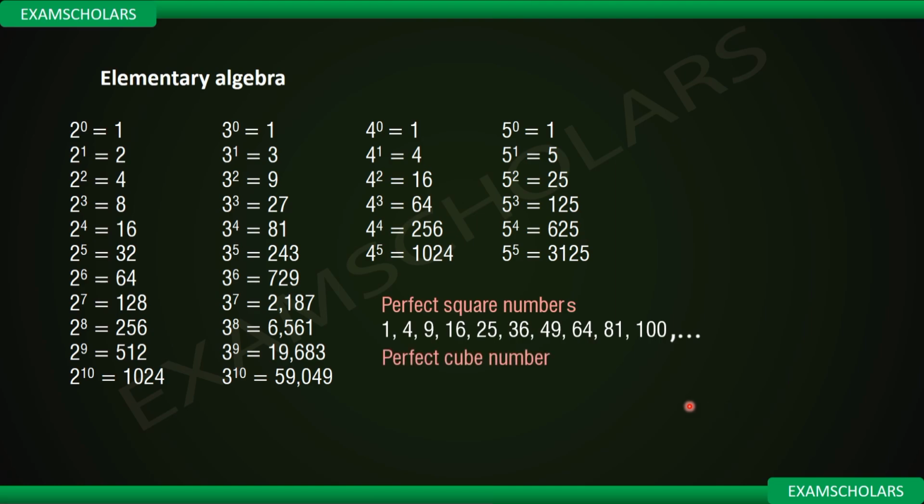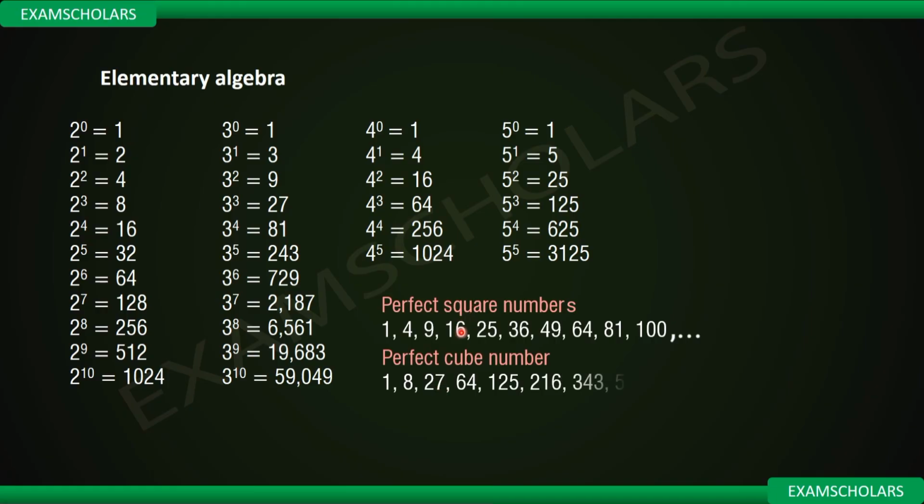Now let's look at perfect cube numbers. Perfect cube numbers are all these numbers. The first perfect cube number is also 1. 1 times 1 times 1 is 1. The next one is 2 times 2 times 2, which is 8. The next one, 3 times 3 is 9, times 3 is 27.